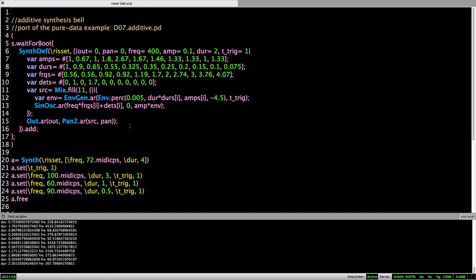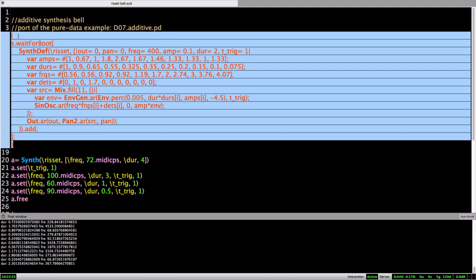Jean-Claude Risset, a composer, technologist, and inventor, developed these recipes for bells. You'll notice here in my SuperCollider patch, these are the ratios of harmonics. So instead of whole number ratios like 1, 2, 3, 4, 5, 6, 7, you have a harmonic at 0.56, and then you have 1.19 times, 1.7 times the fundamental frequency, 2.74, 3.76, 4.07. And this creates a certain kind of sound, which sounds a lot like a bell.